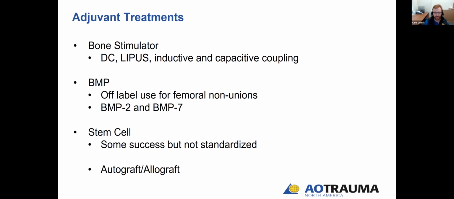BMP. So BMP2 is off-label use for non-unions. It's approved for open tibia fractures and your cervical and spine operations. BMP7 has an exemption for long bone non-unions. You know, laboratory data is very exciting about BMPs, but like Matt said, it might not really be necessary.